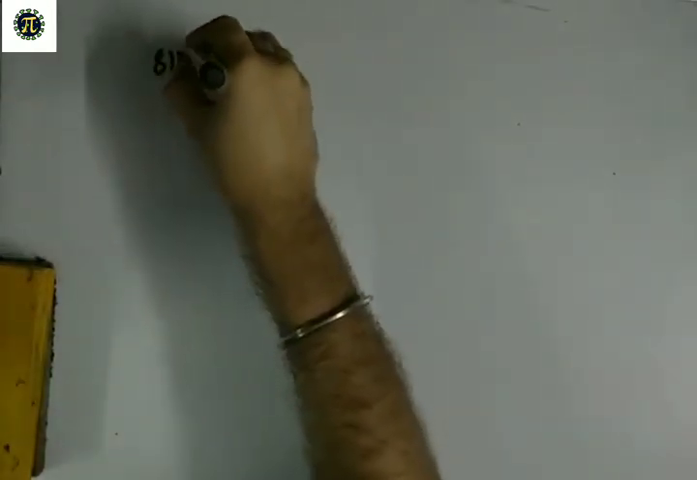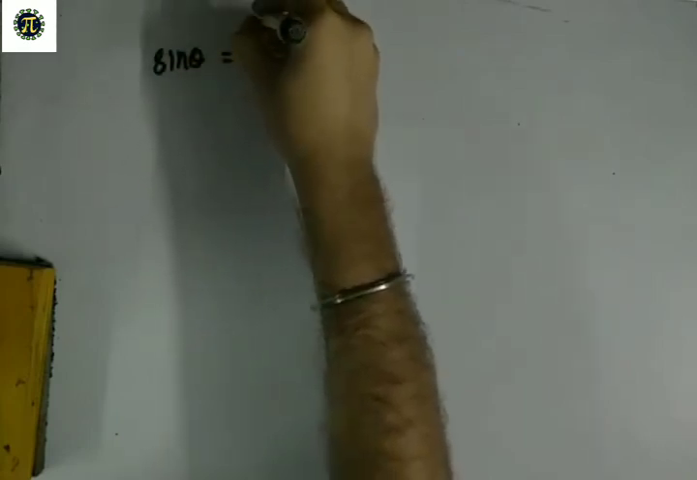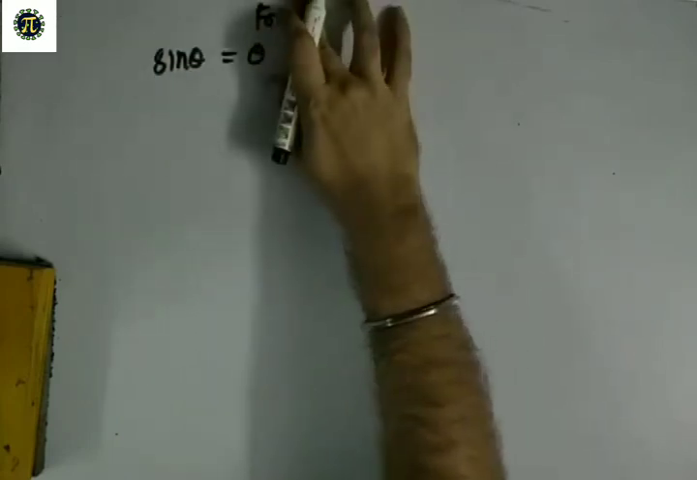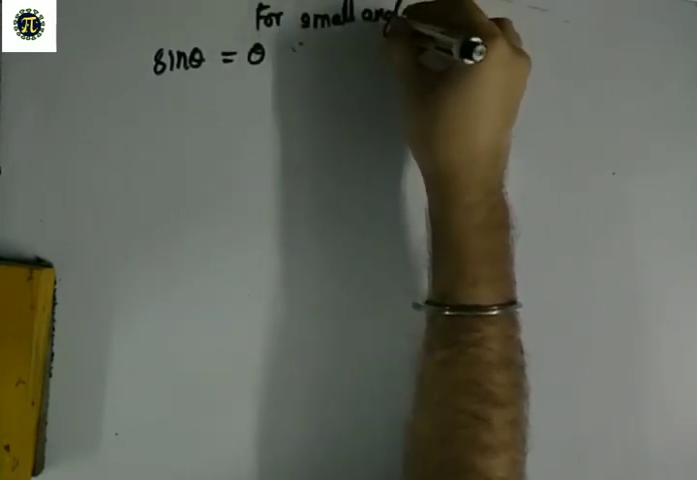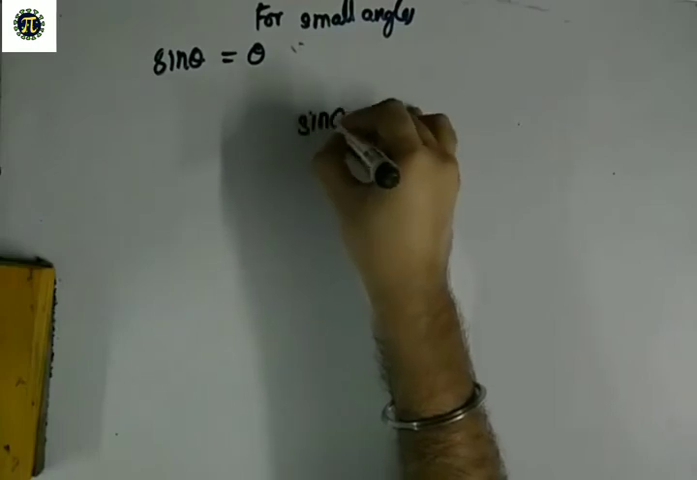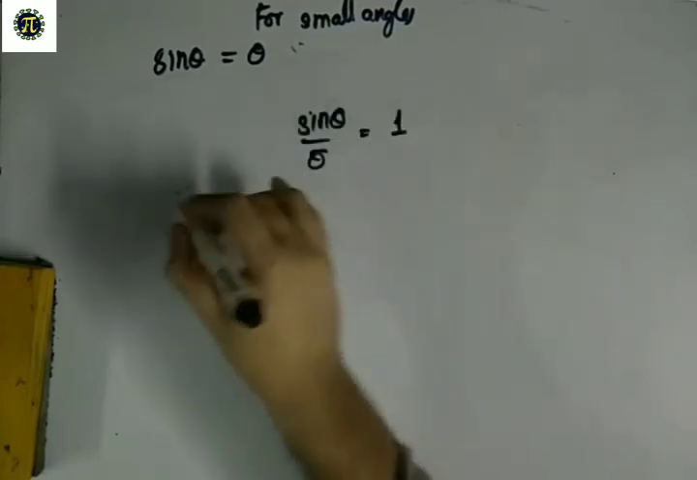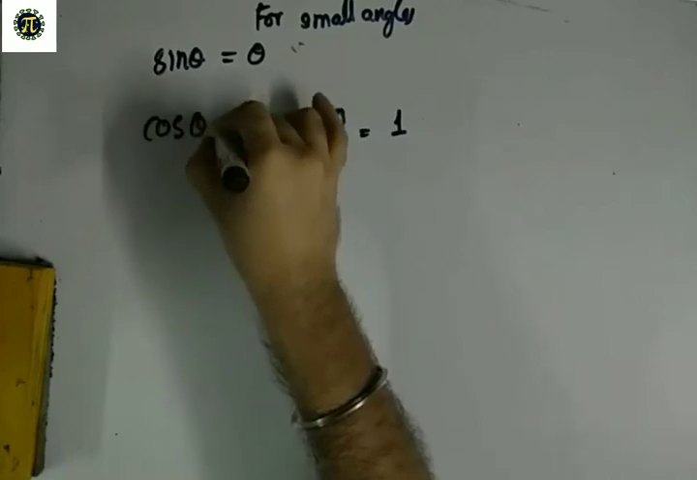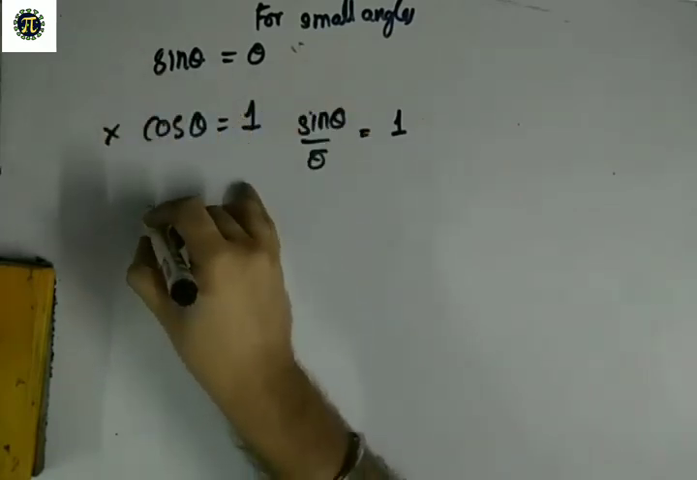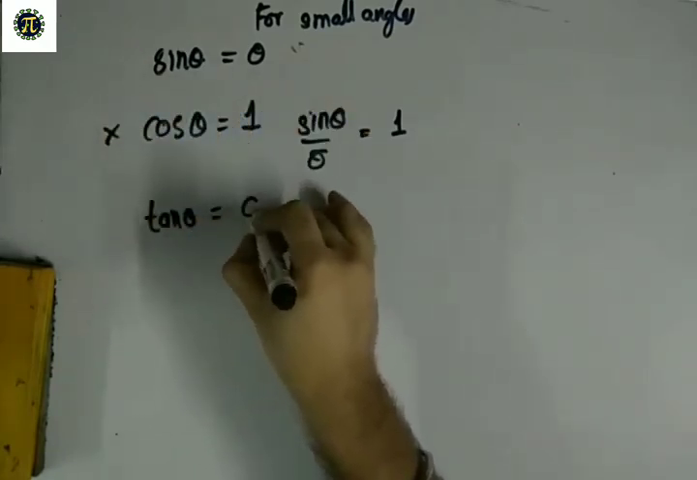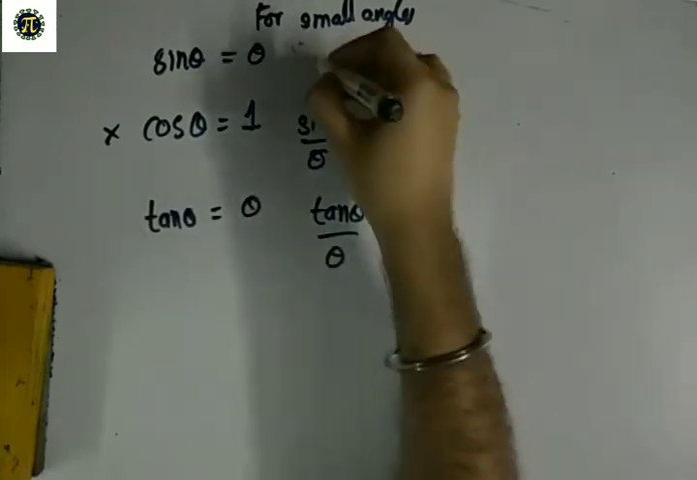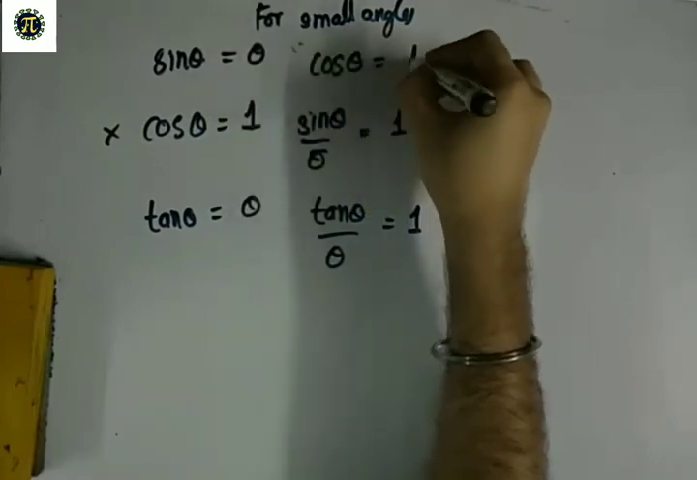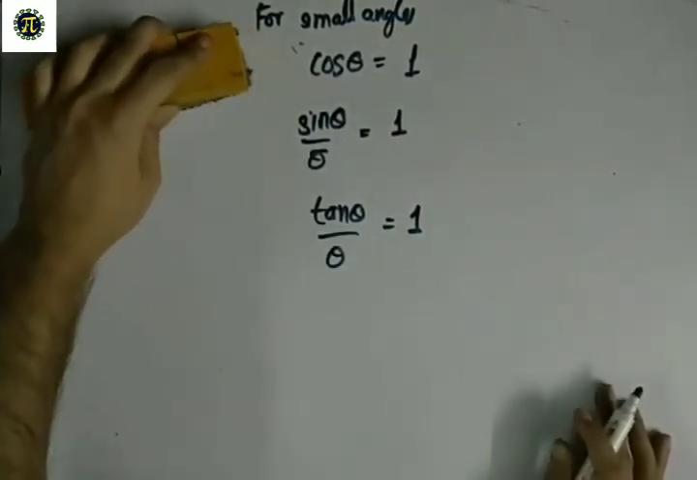Now, with this equation, sine theta is equal to theta for small angles, right? I want to represent it in one more way. For small angles, sine theta by theta is 1, and cos theta is 1, and tan theta is theta, so tan theta by theta is 1. Okay, and cos theta is 1 for small angles, right? So I have rewritten these equations like these.